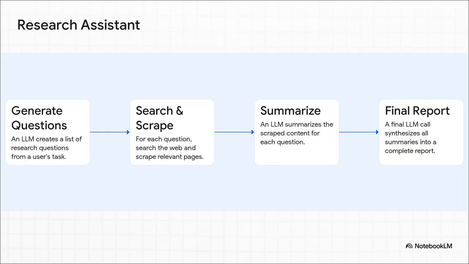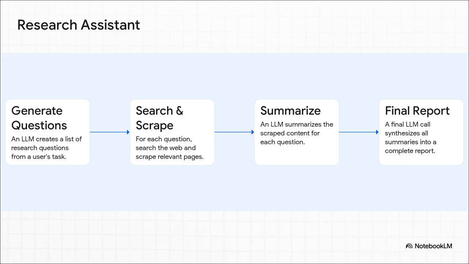So here's a classic example. Imagine you're building an automated research assistant. It's a perfect use case for a chain. First, the LLM comes up with some research questions based on what you asked. Then, it hits the web, searches, and scrapes the pages for answers. After that, another LLM call summarizes everything it found. And finally, one last call pulls all those summaries into a nice, neat report. See? It's a straight shot. A to B to C to D.